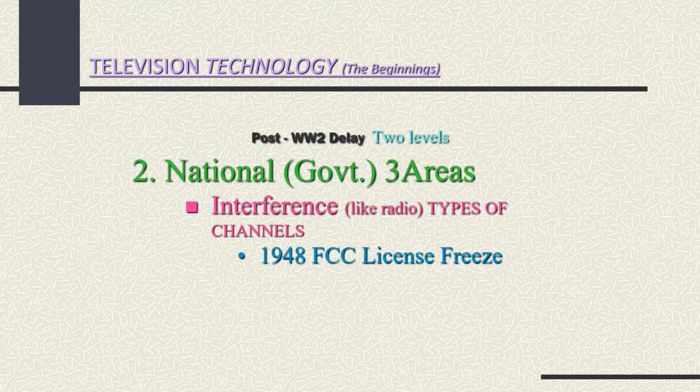Previous to this, pretty much anyone who wanted a license could get one. They didn't really take into consideration where that TV station was going to take place. So in order to figure that out, the FCC said, okay, stop. We're not going to give out any more licenses until further notice, and we'll get this figured out, and then we'll start that up again.